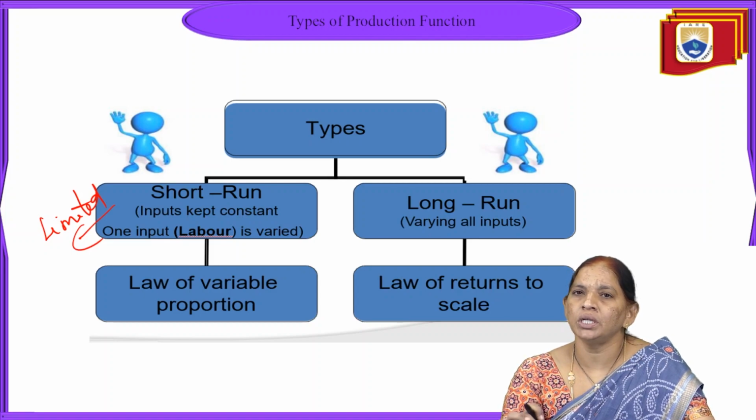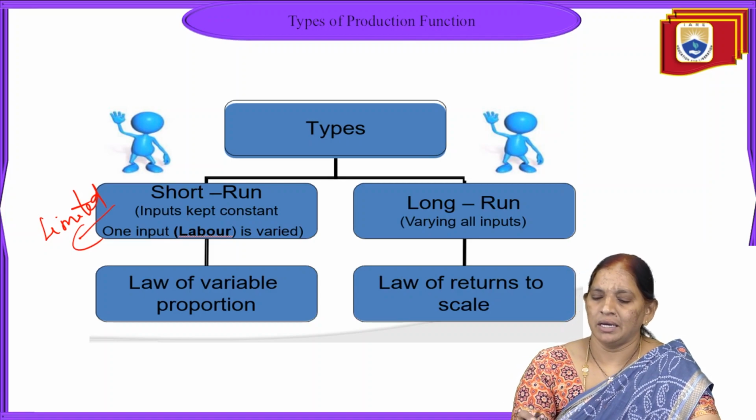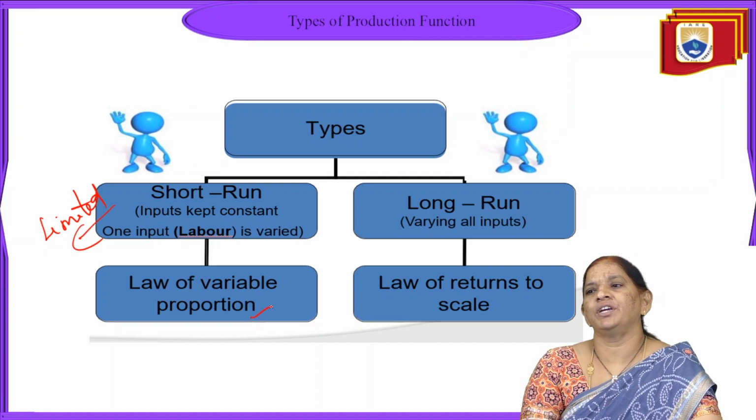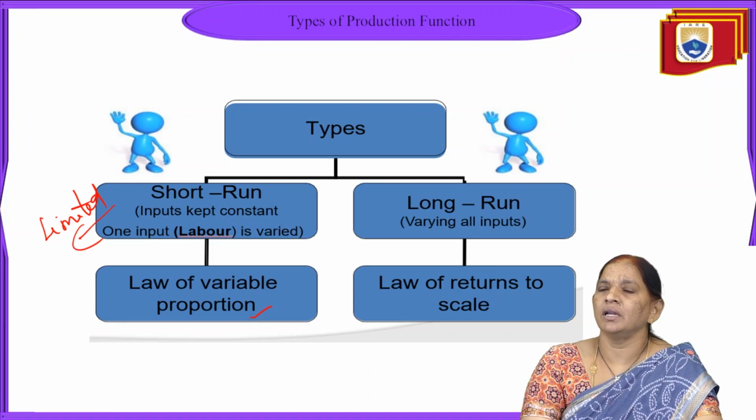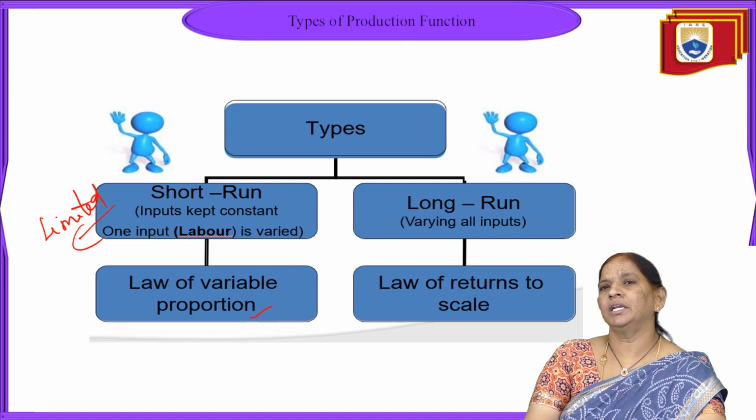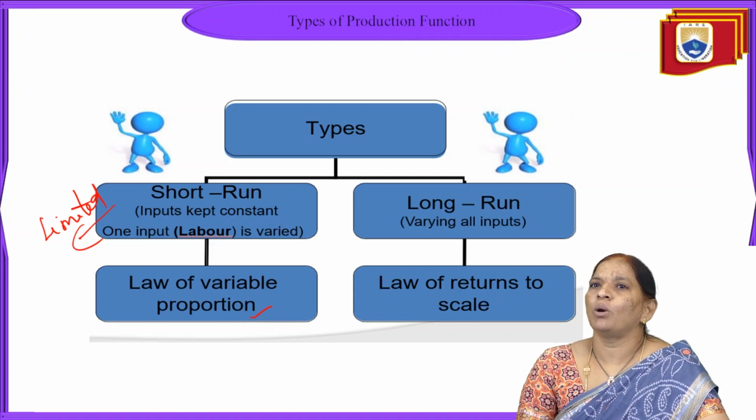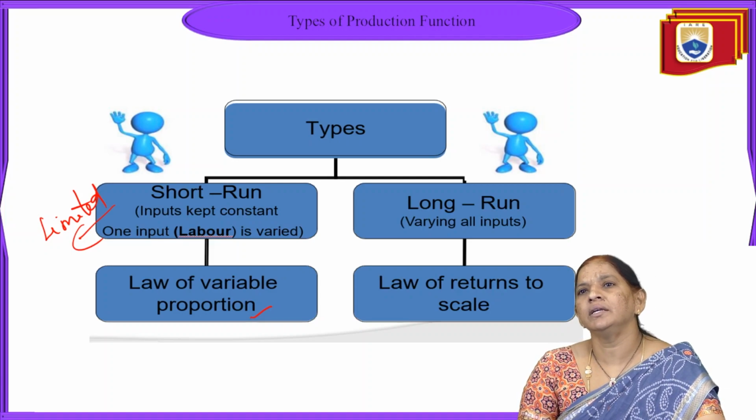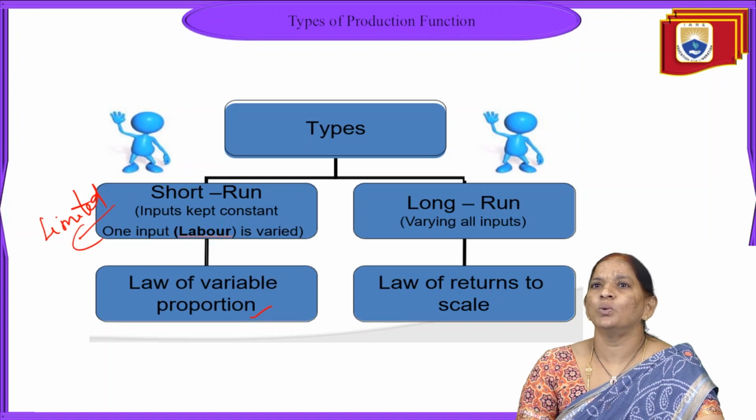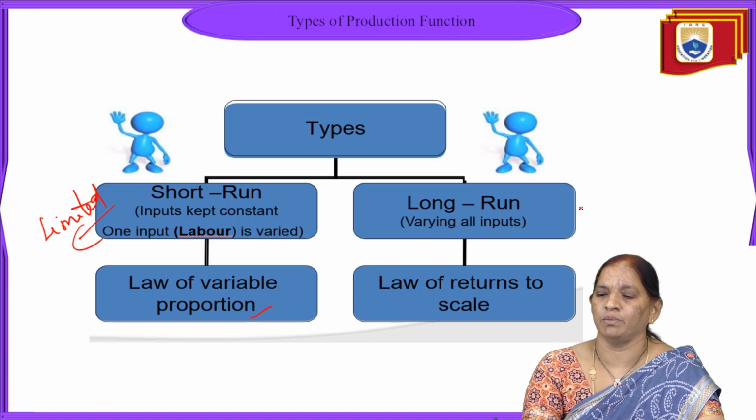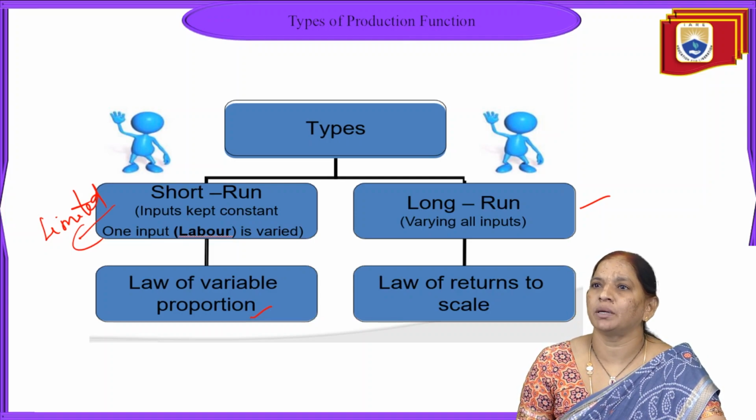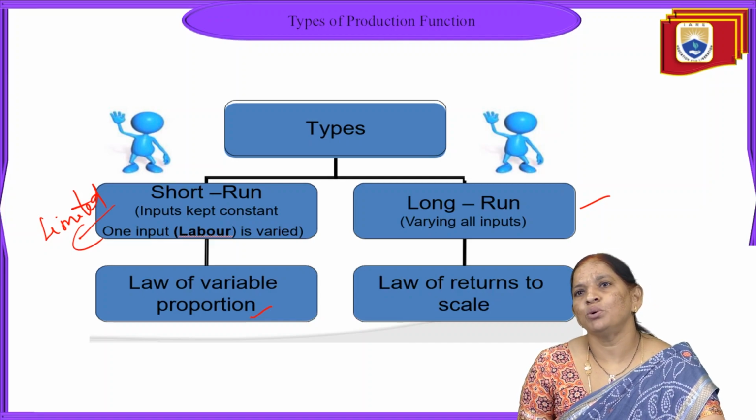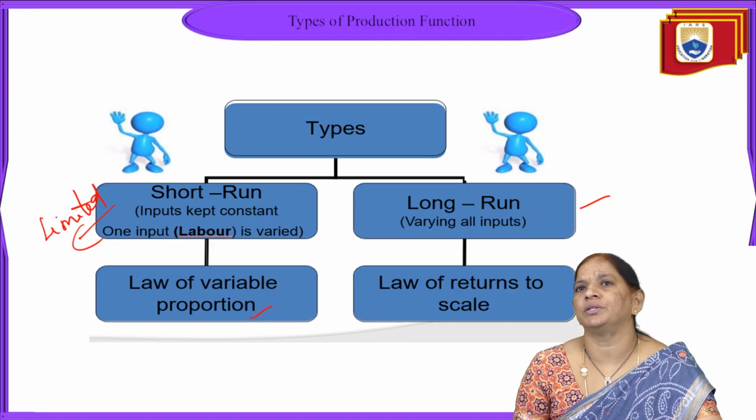So the law which relates to the short run production function is called the law of variable proportions. In the same way, we have the long run production function, where the factors of production are all variable. In the long run production function, we have four factors: land, labor, capital and organization. So all these four factors of production we can change.